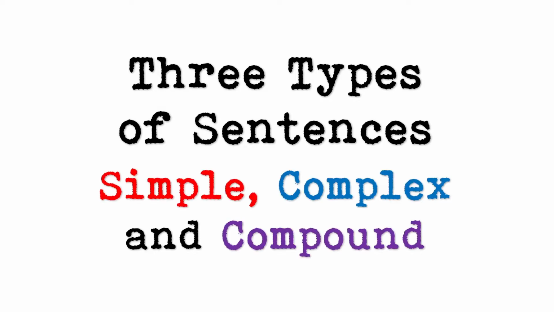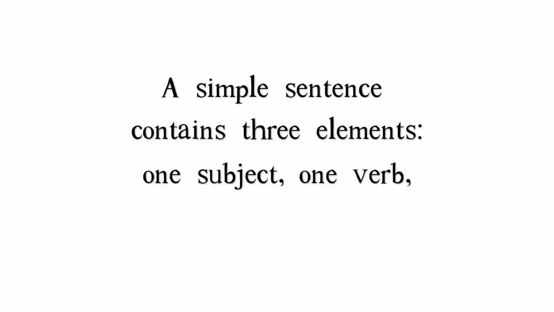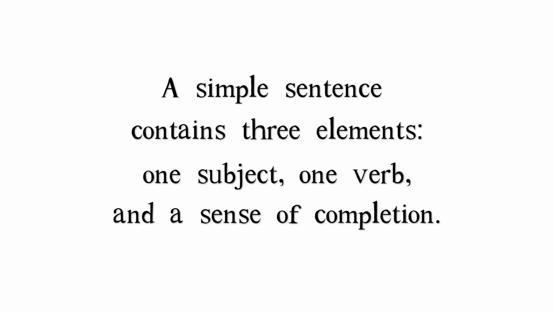Three types of sentences: simple, complex, and compound. A simple sentence contains three elements: one subject, one verb, and a sense of completion.